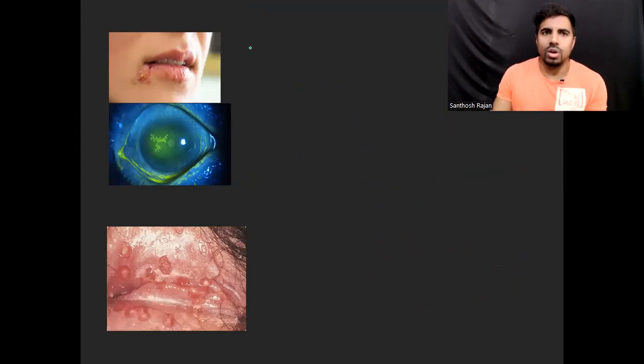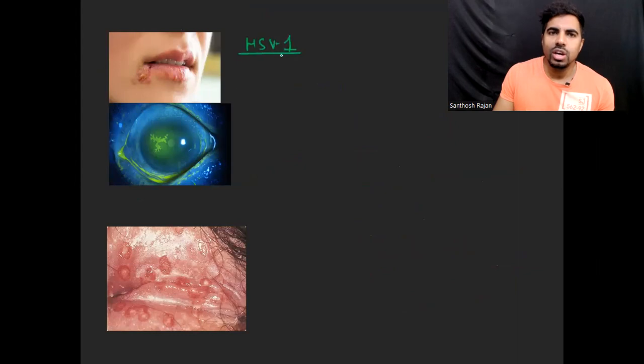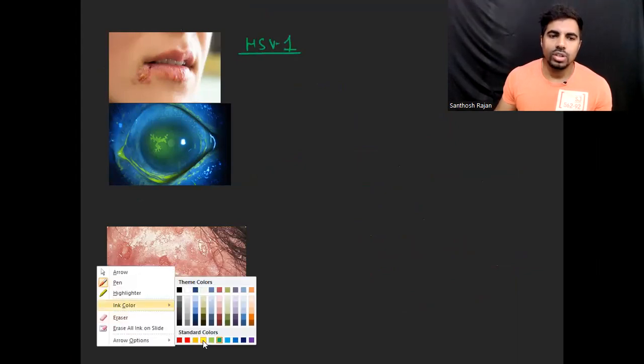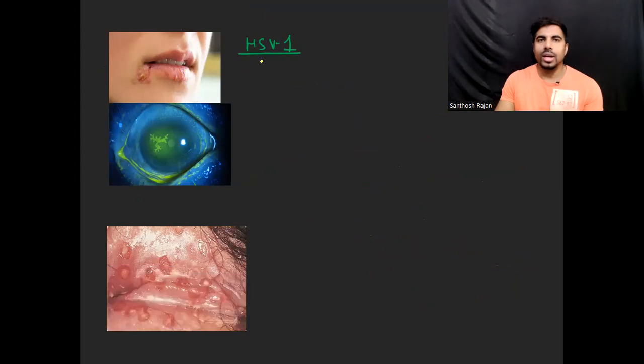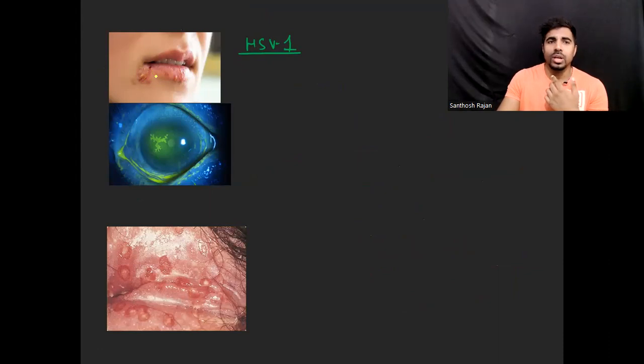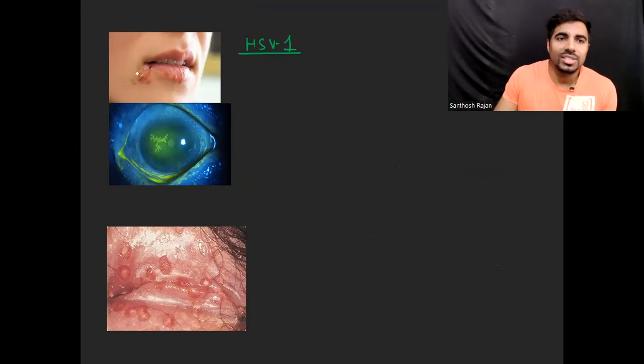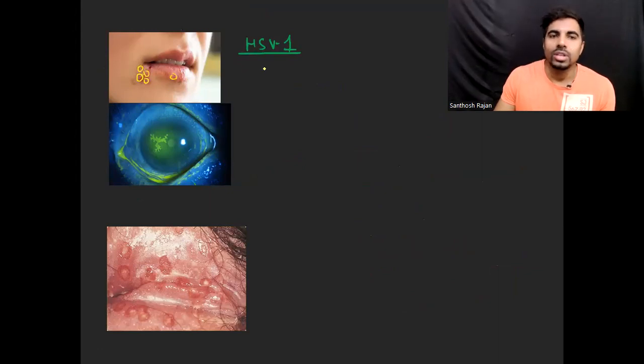Okay, a little bit about herpes. I know you guys must revise a lot. When you talk about HSV-1, this is the HSV-1 virus card. What you can see here: this is the herpetic rash, oral herpes. See these vesicular lesions, these are the herpetic vesicular rashes.